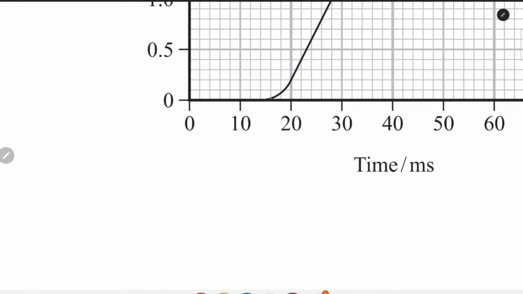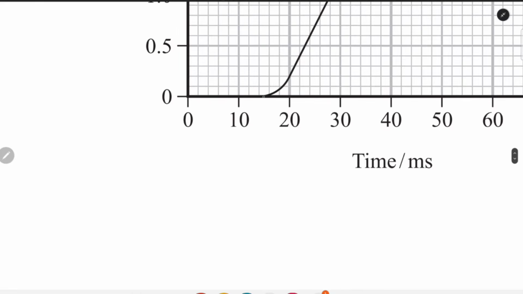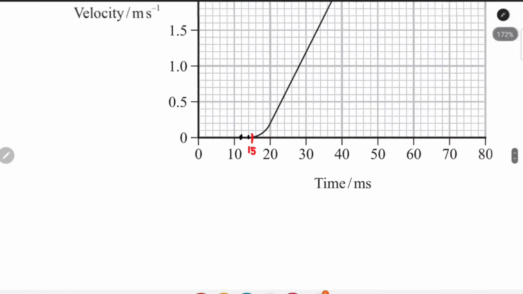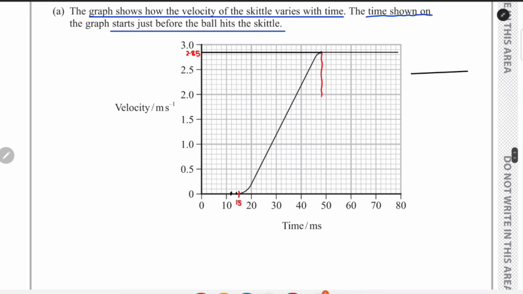We can take our values from here, so 0 and somewhere in between. So let's just take this in between. So in the x-axis, each 5 boxes is 10 units. So each box is 2 units. So this is 12, this is 14, this is 15. This value over here is 48.